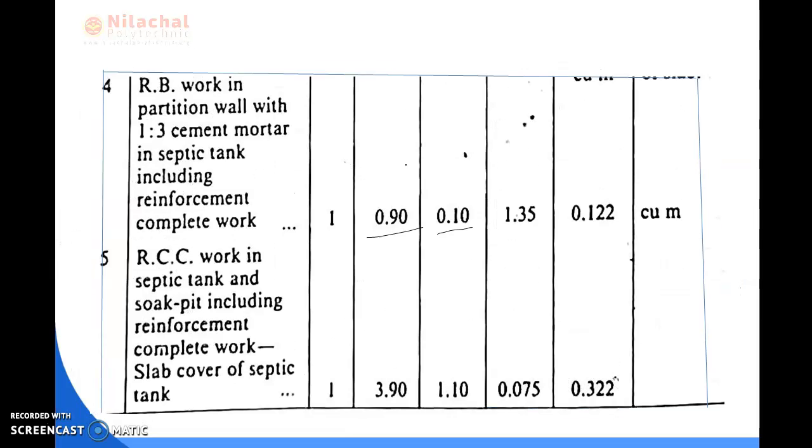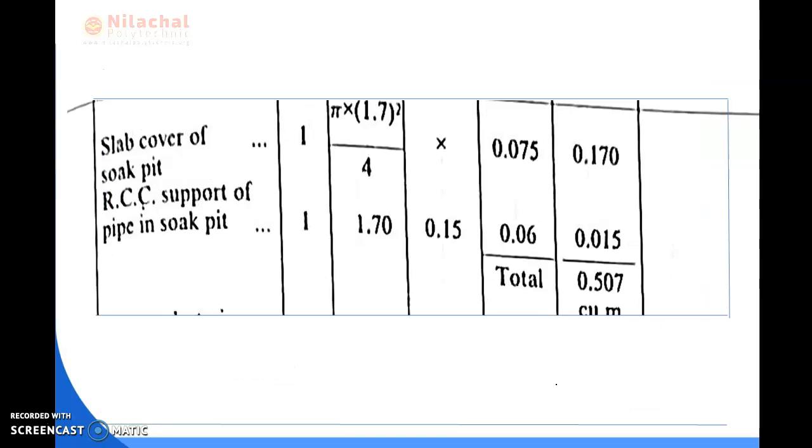So here we need to check the length is 3.90, right? Breadth is 1.10 and height is 0.075 or 7.5 centimeter. So then we define the total quantity is 1 into 3.90 into 1.10 into 0.075, it is equal to 0.322 cubic.